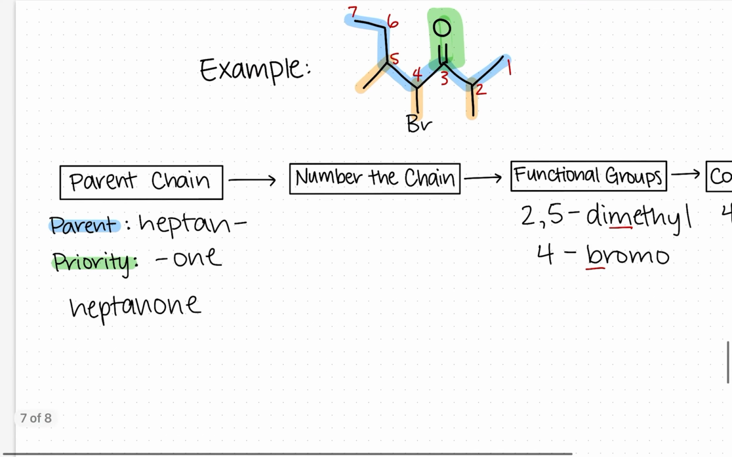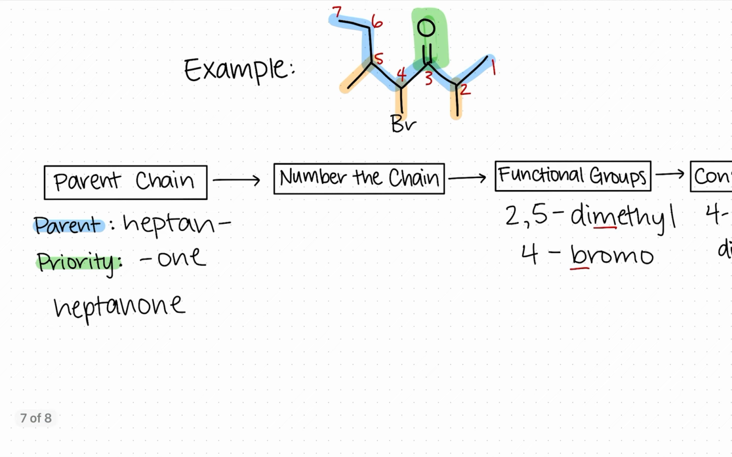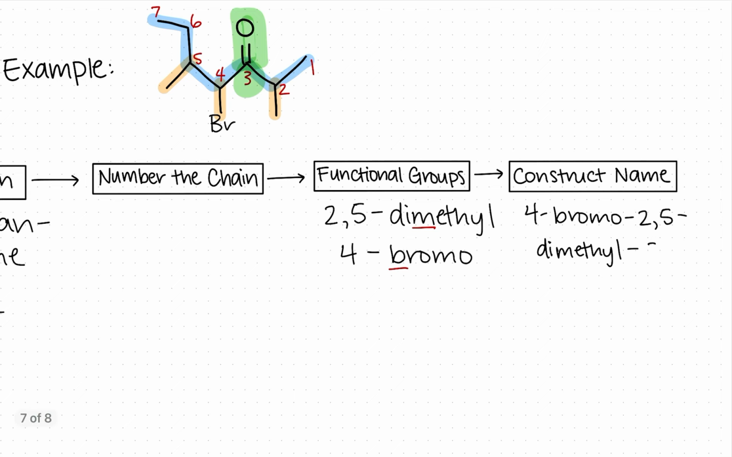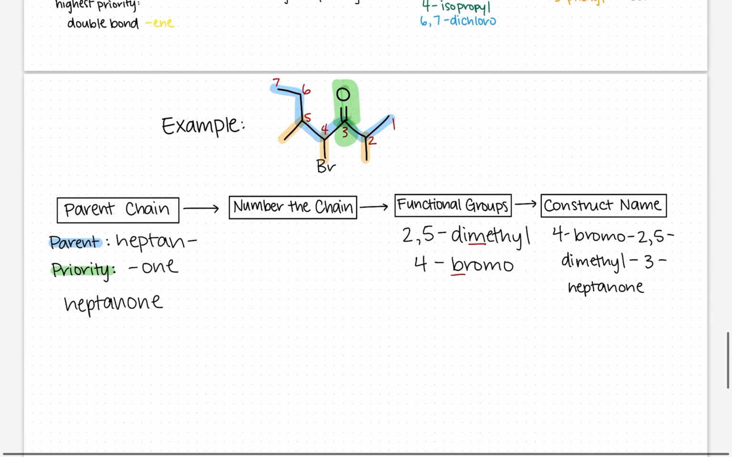Our parent over here we identified as heptanone. Again, we need to label our ketone, which is at position number 3 right here. So 3-heptanone. And that is how you would label this molecule.